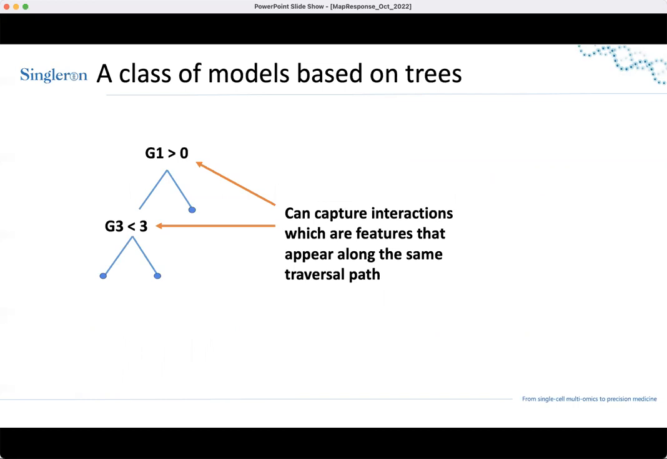We'll look at a couple of particular classes of models here. One of these canonical models is based on a tree model, right? That is essentially looking at a single value of a feature and then looking at another succession of those values, right? Features that appear along the same traversal path of a tree are actually features that are interacting, right? So this model allows you to capture some feature interactions.